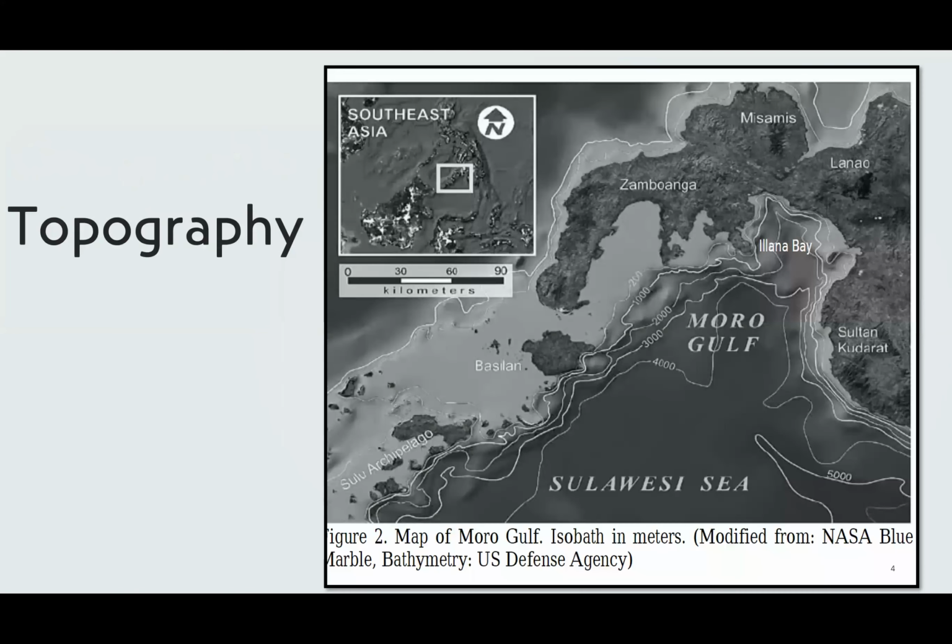Topography. The Moro Gulf has an area of 22,000 square kilometers, with its deepest section being 5,000 meters and over 40% of it being deeper than 2,000 meters. Alcala, Ingles, and Bukol, 2008.